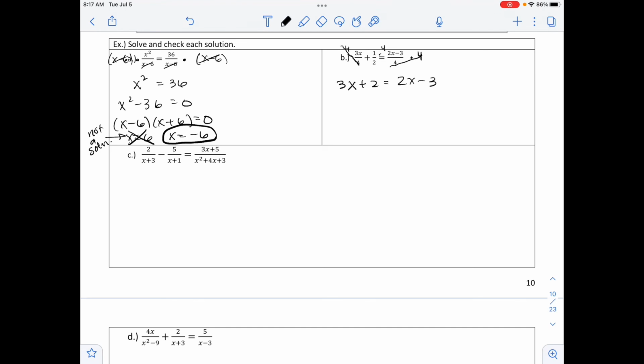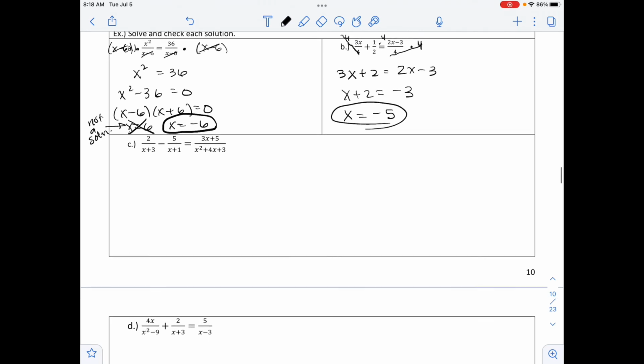And you'll notice that this time we don't have any higher powers on our variable, and so we're just going to solve this by isolating our x. So I'm going to subtract 2x on both sides, and I get x plus 2 equals negative 3. And then subtracting 2 on both sides, I get x equals negative 5. You'll notice that in this example, there is no variable in the denominator, so we don't have to stress about it not being a solution like we saw in the previous example. So we get x equals negative 5. You can also always check this again by plugging it back into the original problem.